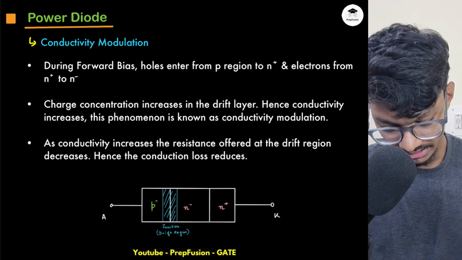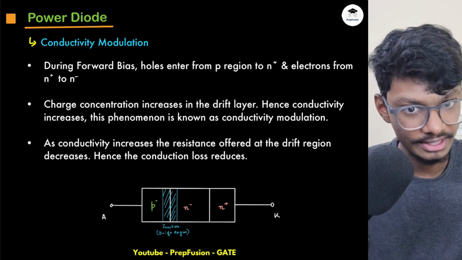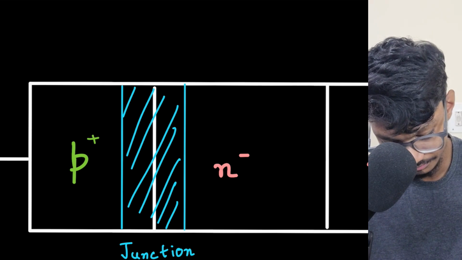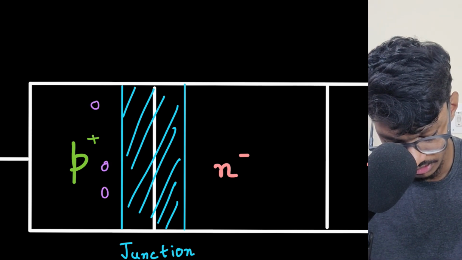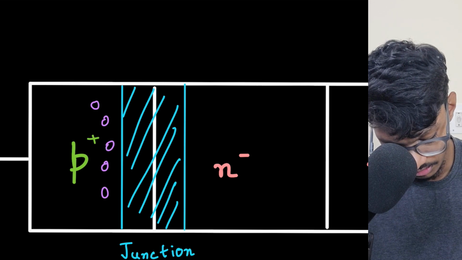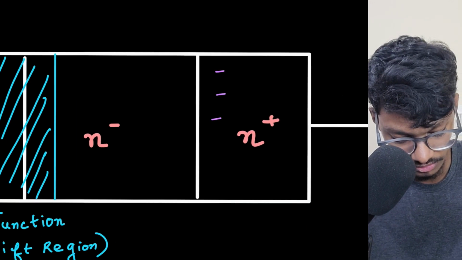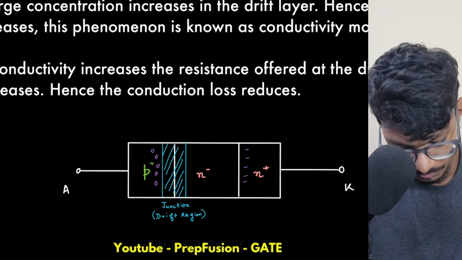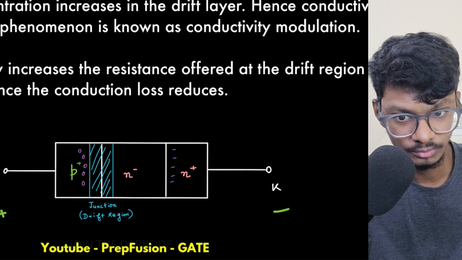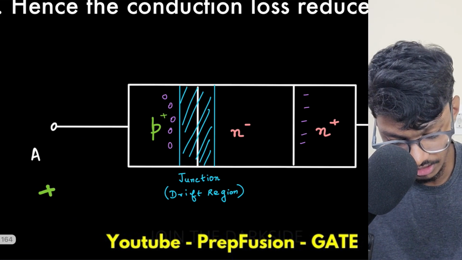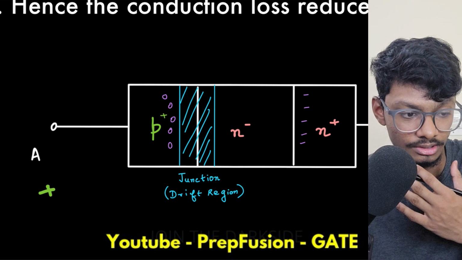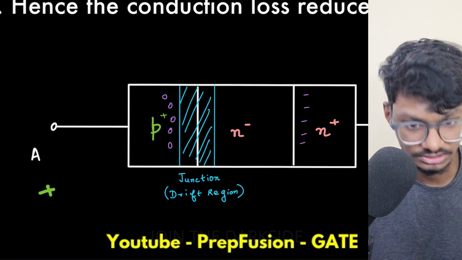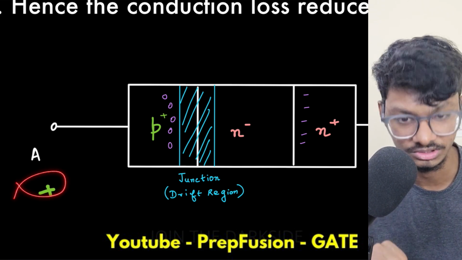here what is happening is that P has an abundant amount of holes. It has Na acceptor ions, holes, right? P has holes, and N plus has electrons. And as it is forward bias, that means I'm giving positive to the anode and negative to the cathode. VAK is positive. As it is forward bias, what is happening? The holes will get repelled from this positive, right? Hole has positive charge, this has also positive charge, so they will get repelled.